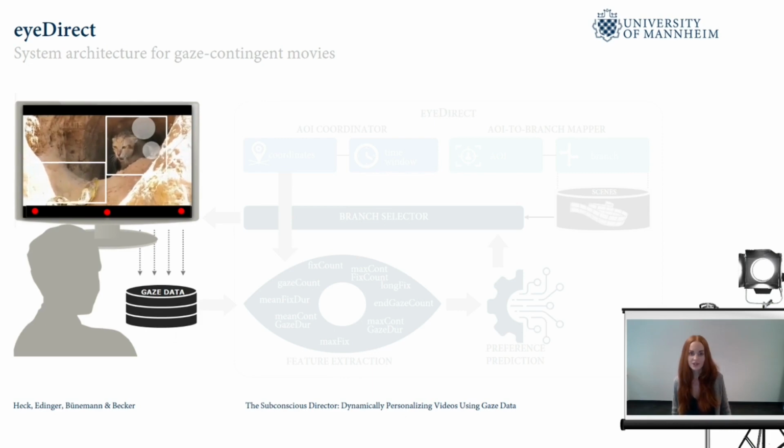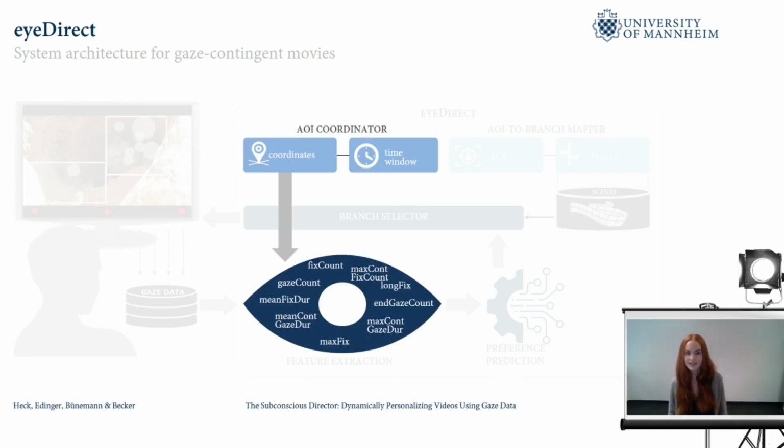While the viewer is watching a video, the system continuously records his or her eye movements. When the scene is over, the raw gaze data is transformed into gaze features. We extracted 9 fixation-based gaze features, and all of them are area of interest specific, which means they are calculated for a specific area on the screen in which one of our objects of interest is located. The information about the screen coordinates of the object in each frame is stored in the area of interest coordinator.